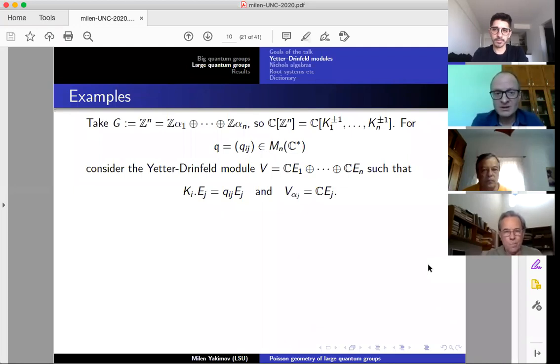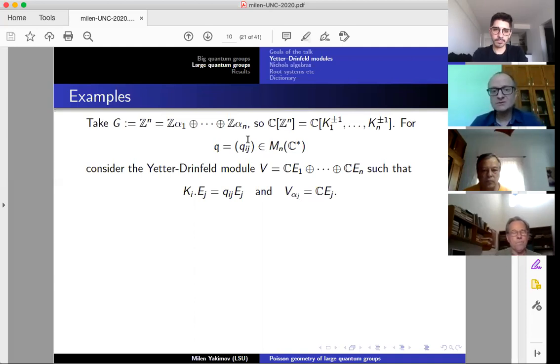So if we pick up a matrix of size n by n, whose entries are non-zero complex numbers, then we can form a very easy kind of Yetter-Drinfeld module, which is a direct sum of n one-dimensional subspaces. On each of them, the generator ki just acts by rescaling. That's the character that we have in mind. And each of these one-dimensional subspaces is a graded submodule that's associated to the generator alpha j.